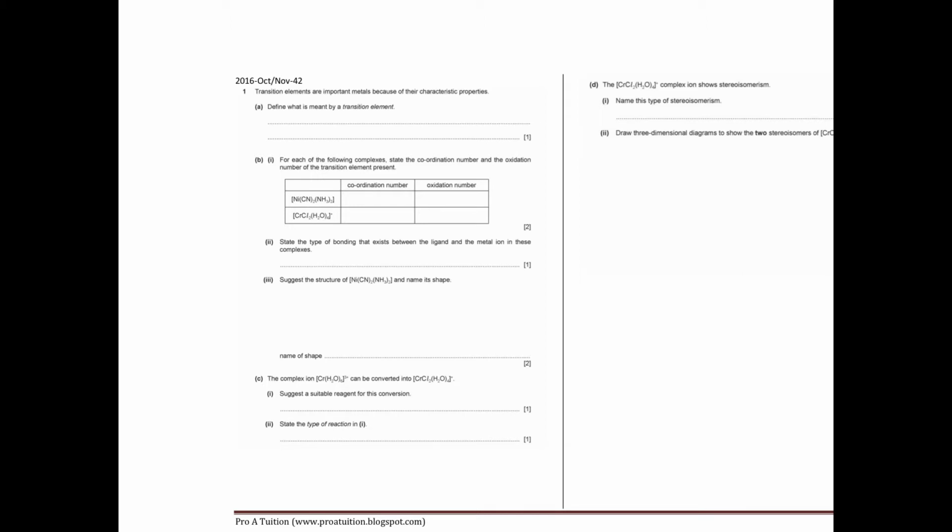Now, part A. Define what is meant by a transition element. They expect you to memorize the definition, so I put it here. An element forming one or more stable ions with incomplete d subshell.